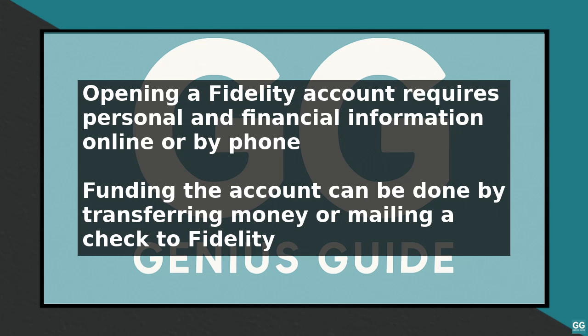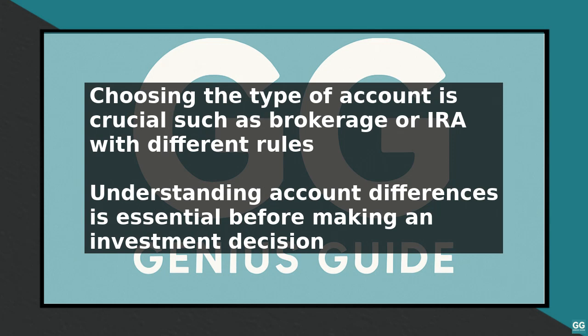Now, let's talk about the different types of investments you can make through Fidelity. These include stocks, bonds, mutual funds, and exchange-traded funds. Stocks represent ownership in companies, while bonds are debt securities issued by companies or governments. Mutual funds and exchange-traded funds are investment vehicles that pool money from many investors to invest in a diversified portfolio of stocks, bonds, or other securities.